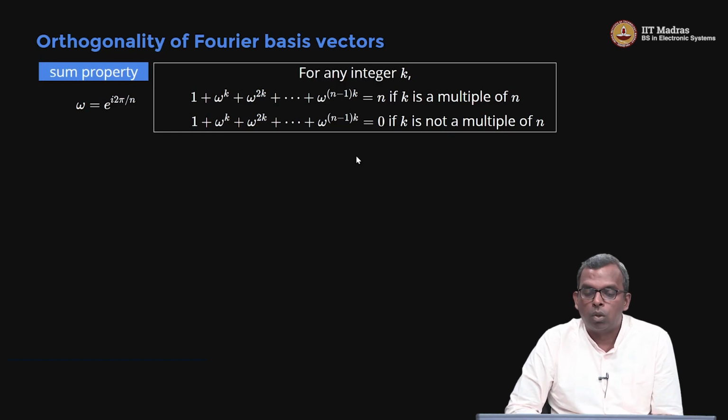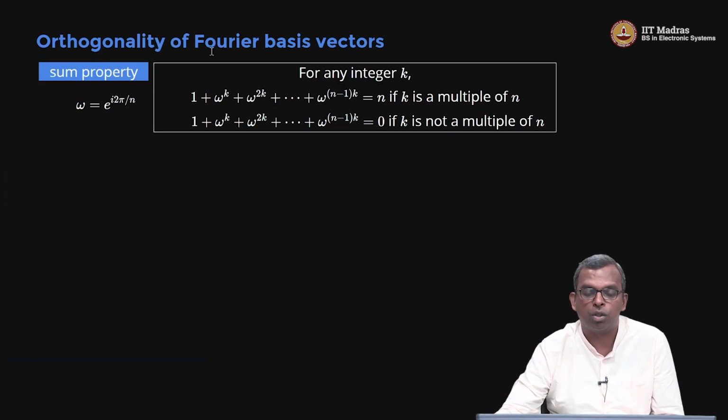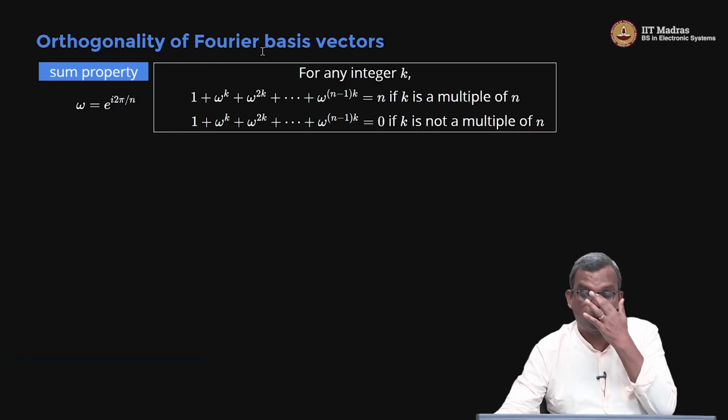Okay. So, this is a very surprising little property. It's got a lot of powerful applications. In particular, it's useful in showing orthogonality of Fourier basis vectors.